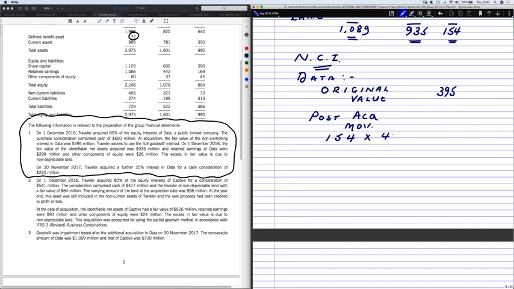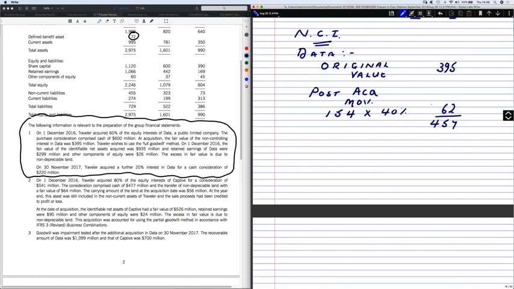So let us put this figure in here: 154 times 40%. And that is a figure of, let's just make that 62. And I have to say, because your exam is marked on principles here, this is where the really, really important figure is, please. 40%. It's not 20%. It's 40%, because that is what the NCI owns from the beginning, from the point of acquisition through to this point of the step up. So we've now got a figure of 457.